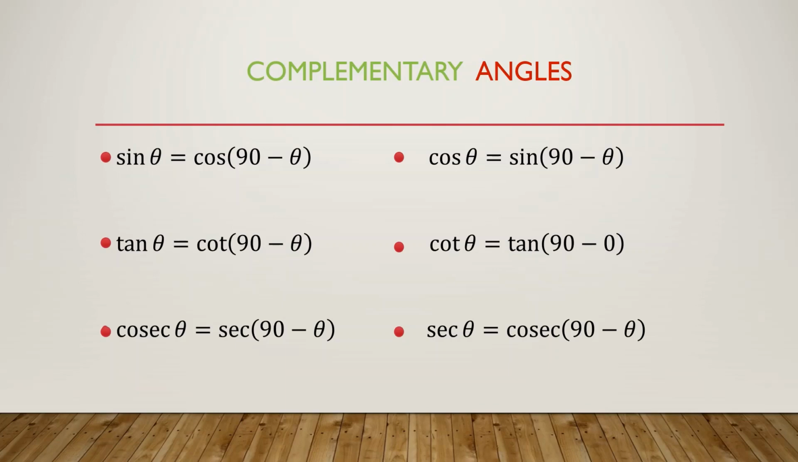We can also find an interesting thing that tan 0 degrees is equal to 0, which is again equal to cot 90 degrees. Secant 0 degrees is equal to 1, which is equal to cosecant 90 degrees. And secant 90 degrees, cosec 0 degrees, tan 90 degrees, and cot 0 degrees are not defined.